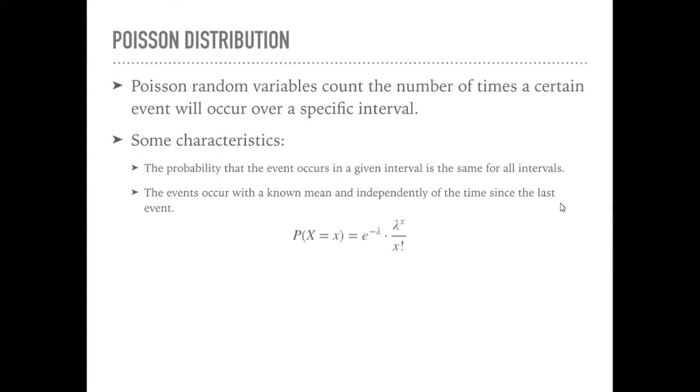Our formula for finding the probability that x equals little x is equal to e to the negative lambda times lambda raised to the x, all divided by x factorial, where lambda is the mean of the event. So that upside down y is pronounced lambda.